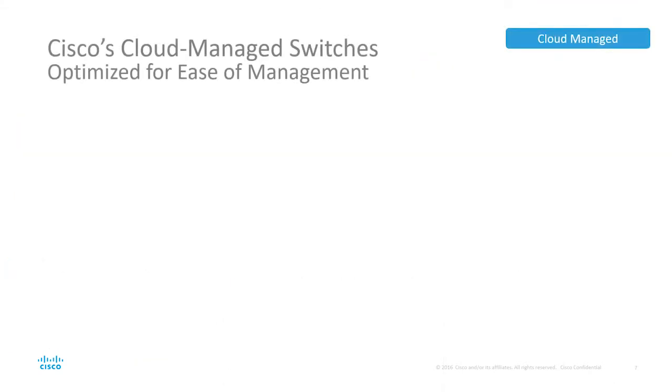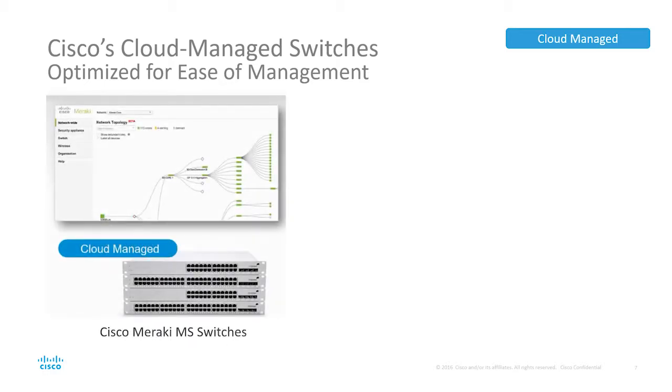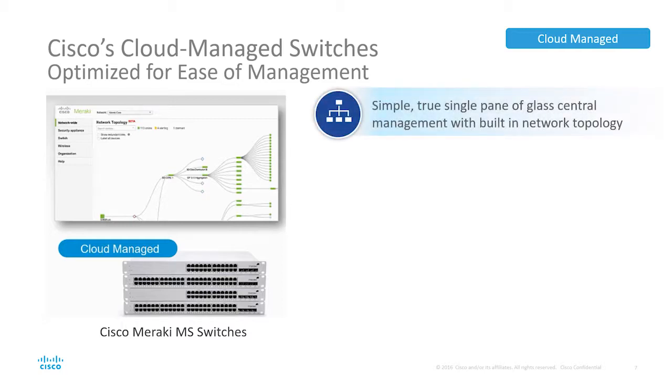Cisco's cloud-managed switches are optimized for ease of management. The Cisco Meraki MS switch's value starts with a simple, true single pane of glass central management, with the built-in tool called Network Topology. Network Topology automatically maps network architectures, showing how Meraki security, switching, and wireless devices are connected, including redundant links disabled by the spanning tree protocol to prevent data loops.